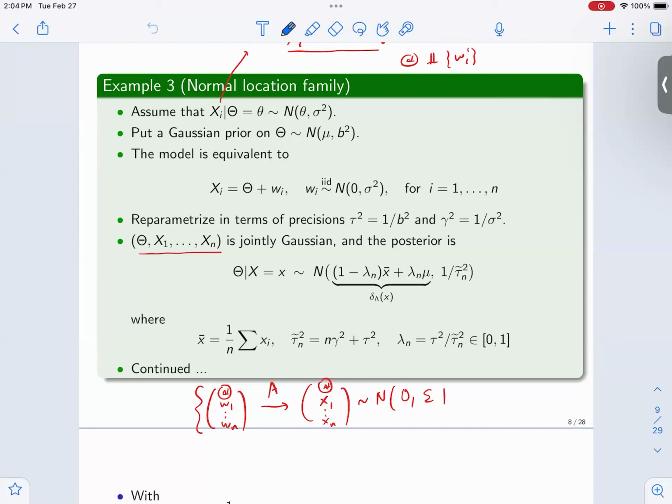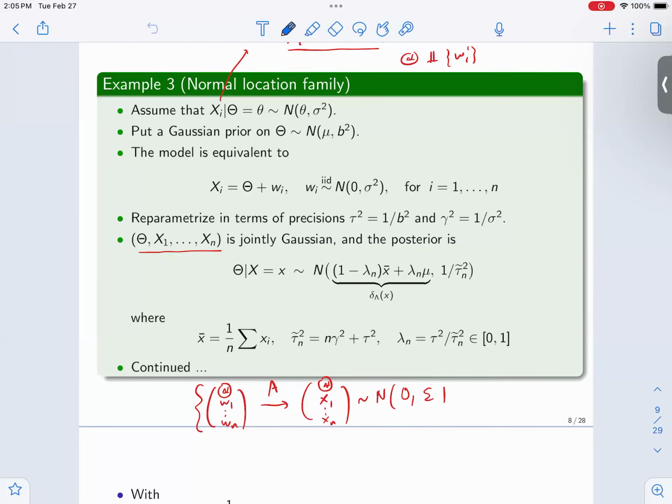Okay, so we were talking about Bayesian procedures, and we considered a couple of examples of how you can calculate the posterior. There was this Bernoulli or binomial example with a beta prior, and we also discussed the normal location family.